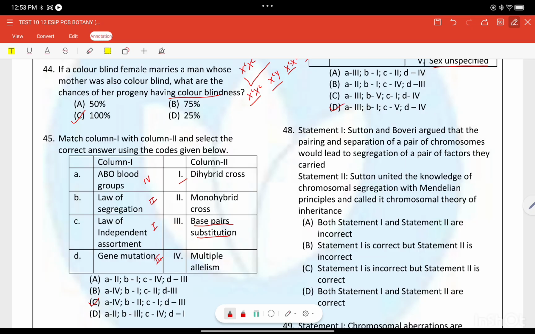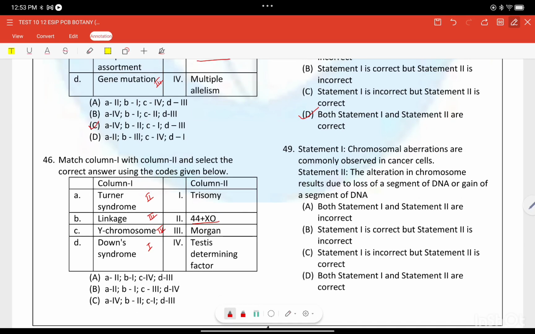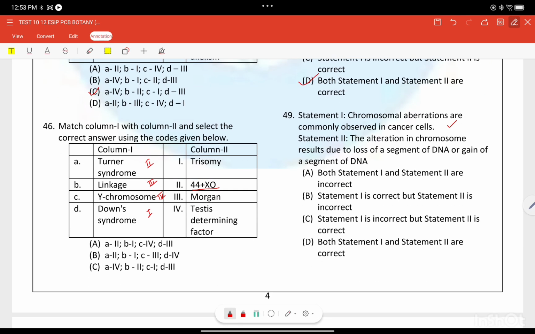That is absolutely correct. Chromosomal theory of inheritance. Sutton united the knowledge of chromosomal segregation and Mendelian principle and called it chromosomal theory of inheritance. Both the statements are correct. Chromosomal aberrations are commonly observed. It means changes are observed in cancerous cell mutations. Yes, it is correct. The alteration in chromosome results in loss of a segment of DNA or gain in a segment of DNA. That statement is also correct.